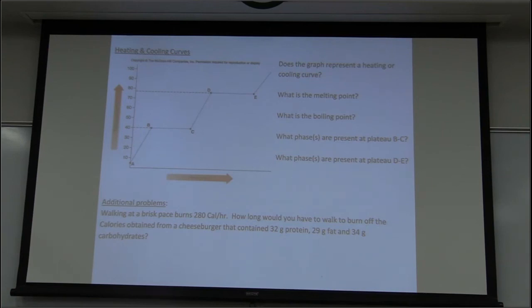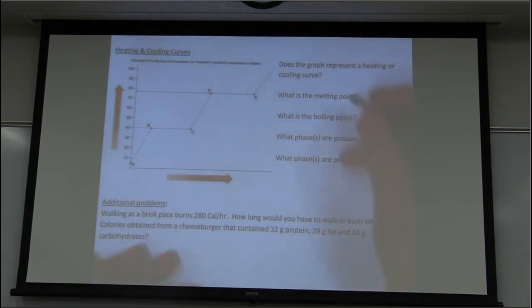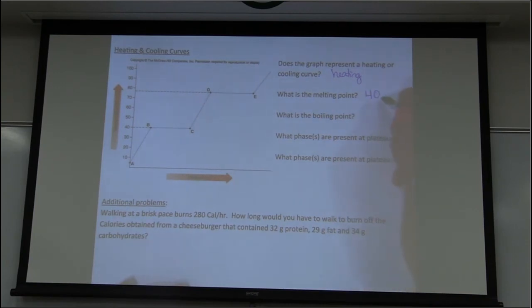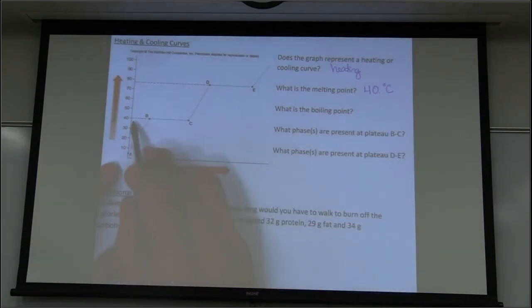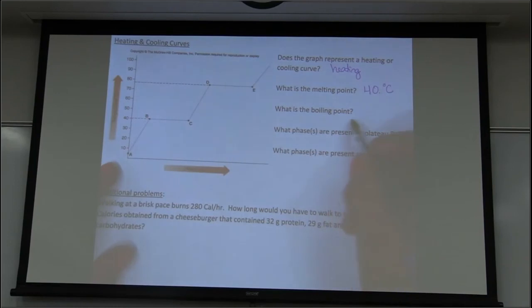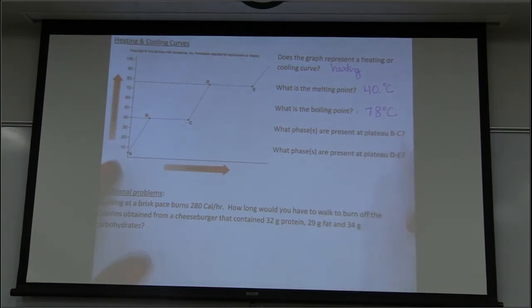All right, does this graph represent a heating or cooling curve? Heating, good. What is the melting point? 40 degrees Celsius. Now then, even though this is not what you might consider a measuring device, it actually is a measuring device because it's the measurements for this graph. So we have to use proper significant figures. Why do I put a decimal? Because it is on the line. And as you see in the boiling point, what do you have to do? You have to make an estimate. So what's your estimate for the boiling point? 78 degrees Celsius. Maybe you put 77. Either one would be acceptable.